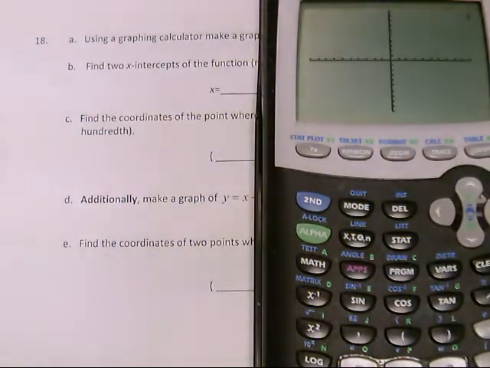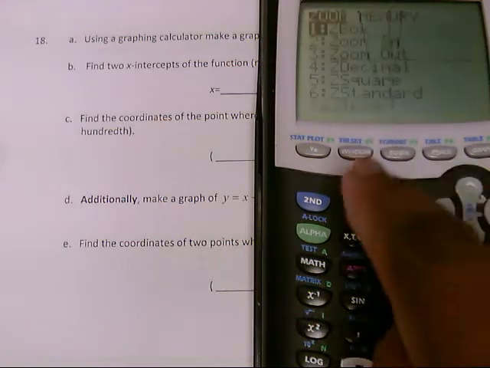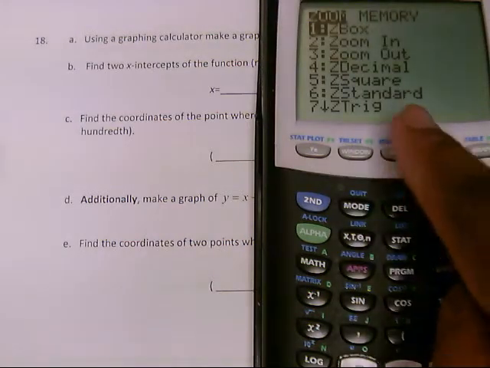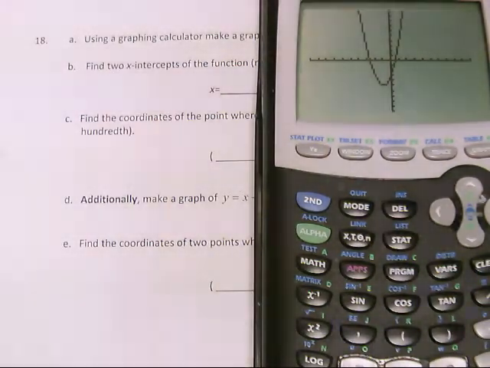Then press zoom 6. What zoom 6 does is give you the standard window. Zoom is the button at the top, and then the number 6 will be the standard window. So number 6 will give you that. That would be the graph of the parabola.